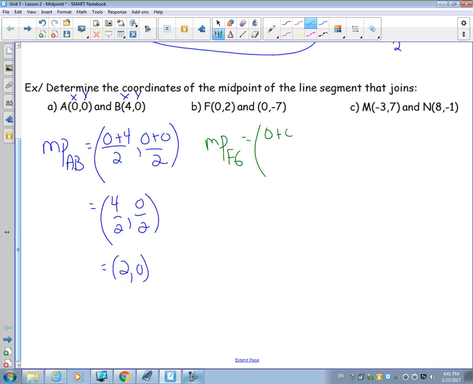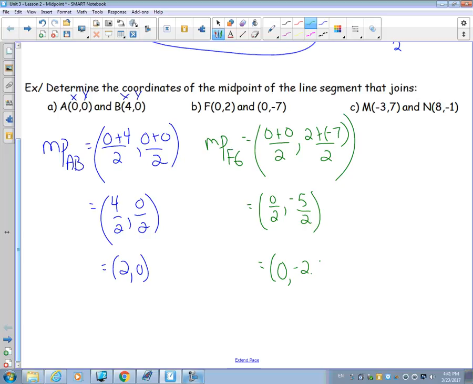So this time it's 0 plus 0 for the x's, and 2 plus negative 7 for the y's. And be careful with your signs. So 0 over 2, and 2 plus negative 7 is negative 5 over 2. And here we get 0 and negative 2.5. And it's okay to get decimals. Nothing wrong with decimals. They're going to be nice decimals. They end in 0.5 every time.